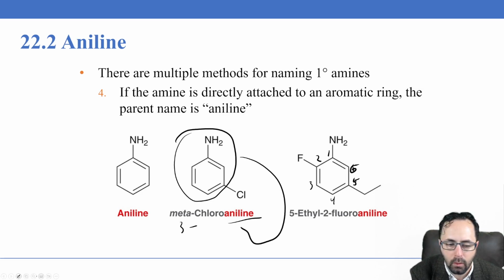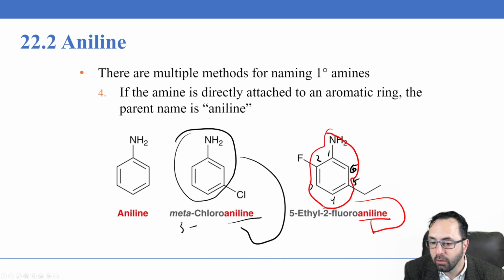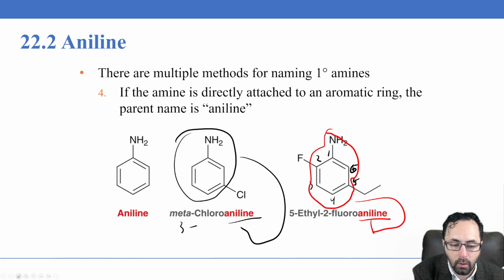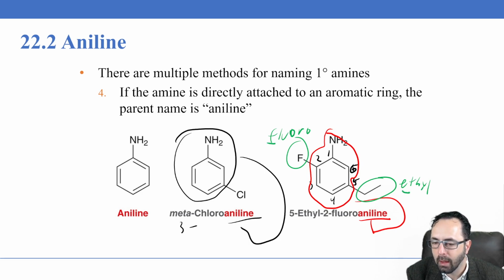And so again, I'm going to circle in red this time. This is going to be the aniline right here, right? And so all of this goes into the aniline naming, and then we're going to list the substituents in alphabetical order. And so the ethyl substituent here is going to come before the fluoro in the name because E comes before F in the alphabet. Notice that the ethyl has the higher number, right? But the numbers are only used for the ordering if there's a tie of some kind.